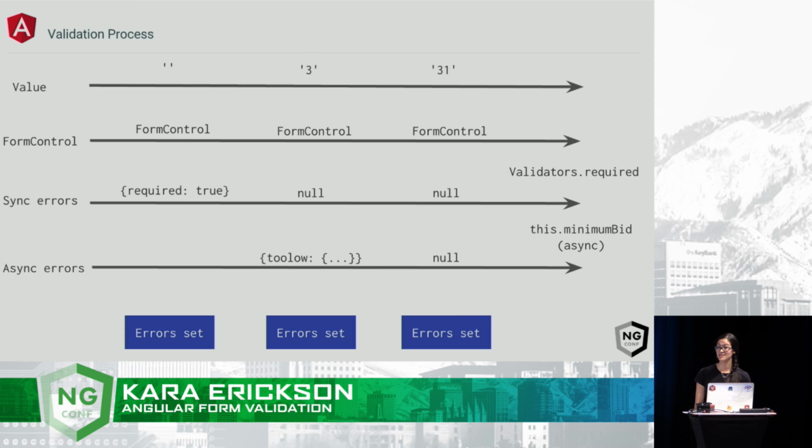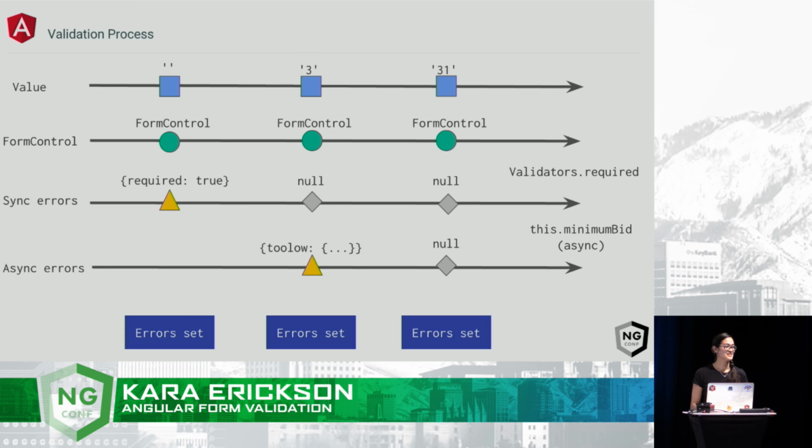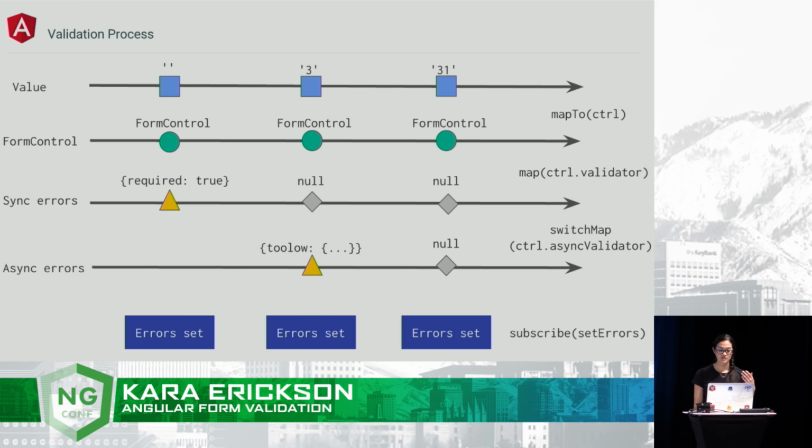So you might start to notice that this looks a little bit like an RxJS marble diagram. That's because that's the point. If you don't know what a marble diagram is, it's essentially a way to visualize observable streams. So we can visualize our entire validation process as an observable stream that's being transformed over time. If we were to translate this into RxJS operators, we might have a value stream that's being mapped to a form control that's being mapped through our validator function to get our validation errors, that's being switchMapped through our async validator to get the final validation error state.